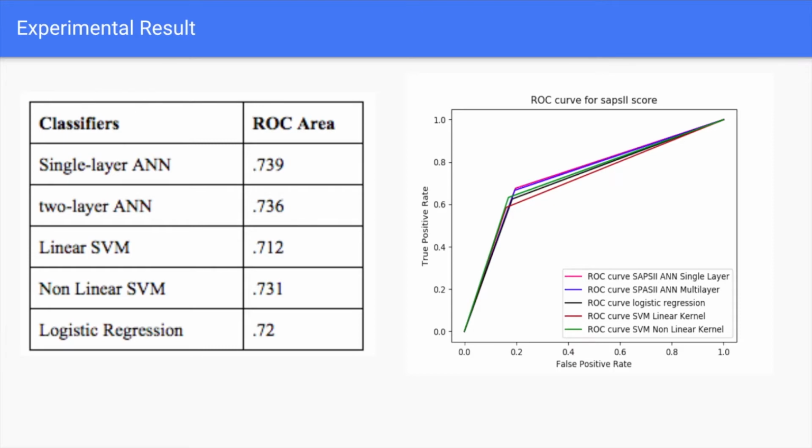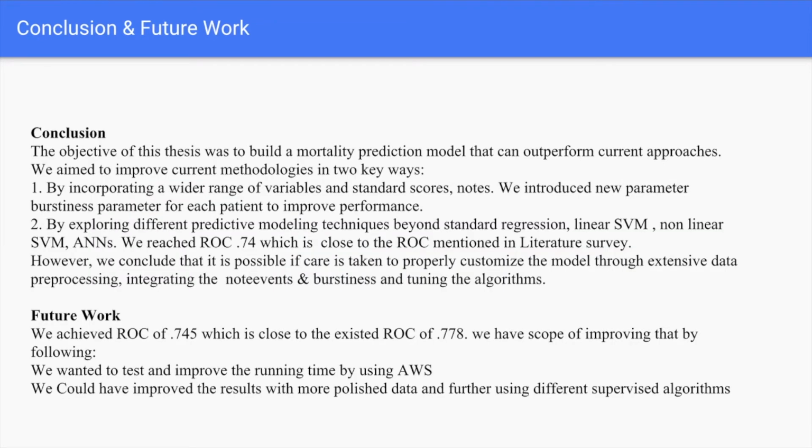Our experimental results show that single layer ANN provides the best ROC curve with a value of 0.739, while the lowest being linear SVM. In conclusion, we were able to develop a mortality prediction model with the best ROC value of 0.74, which is close to published literature values. We introduced a new parameter, burstiness, to factor in the temporal nature of clinical events.